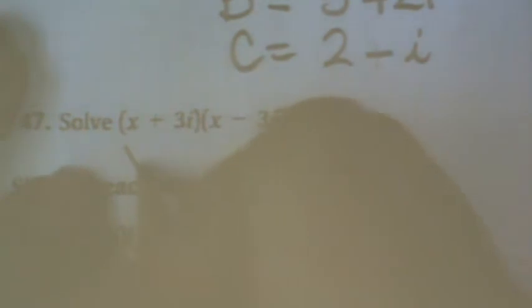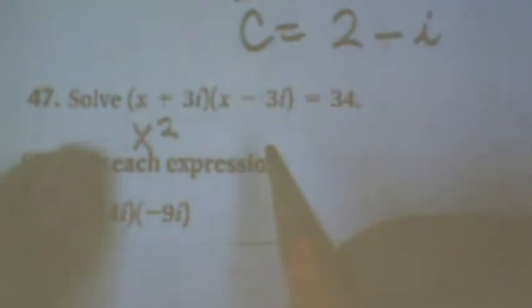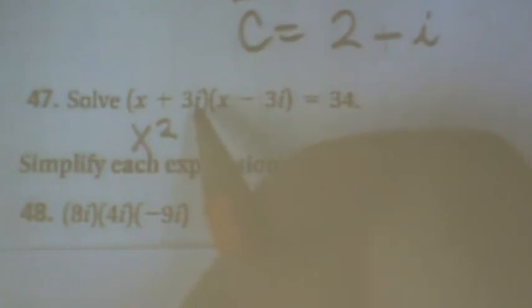I would square, or FOIL this quantity here. You end up with x times x is x squared. And when you multiply the next two, negative 3xi and plus 3xi, those are going to cancel out. And then you have 3i times negative 3i is negative 9i squared. And we learned that i squared is equal to negative 1.